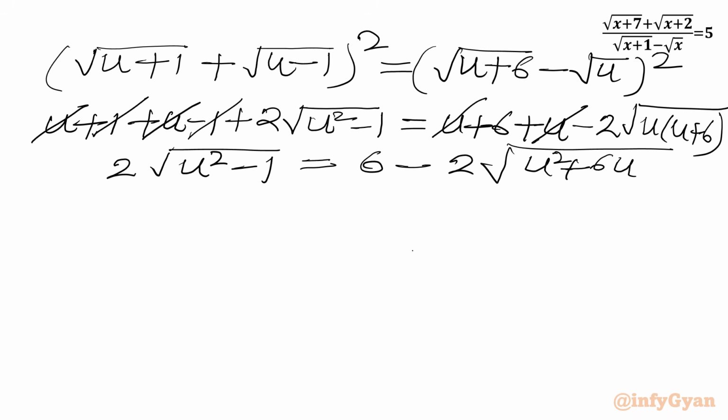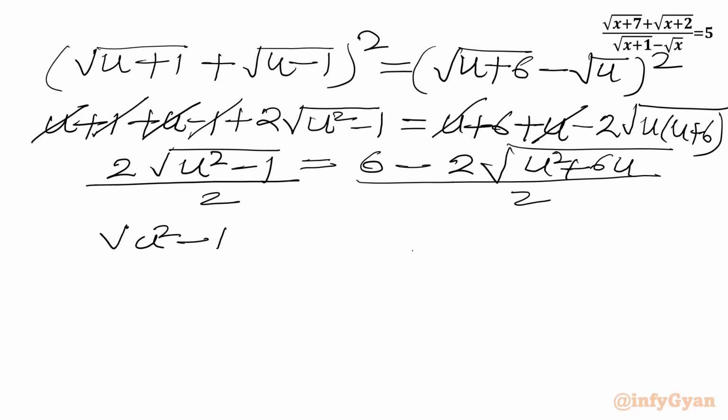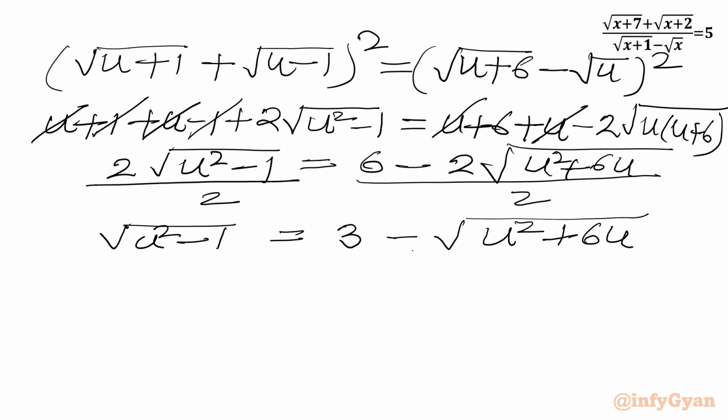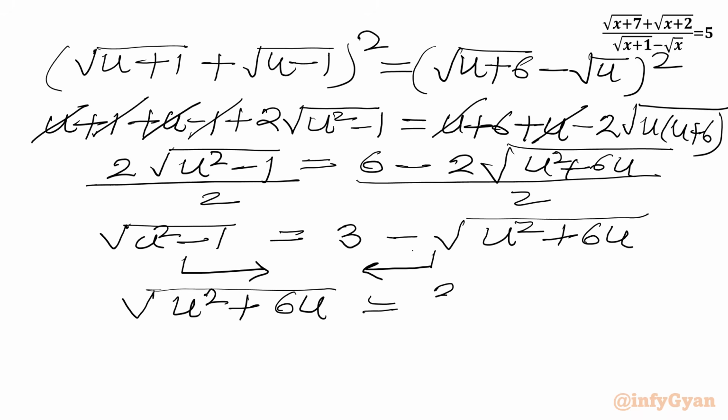Equation is divisible by 2. Let's divide both sides by 2. We will get square root of u square minus 1 equal to 3 minus square root of u square plus 6u. We'll take this term to the RHS and the negative square root term to the LHS. We will write square root of u square plus 6u in LHS, and in RHS there would be 3 minus square root of u square minus 1.